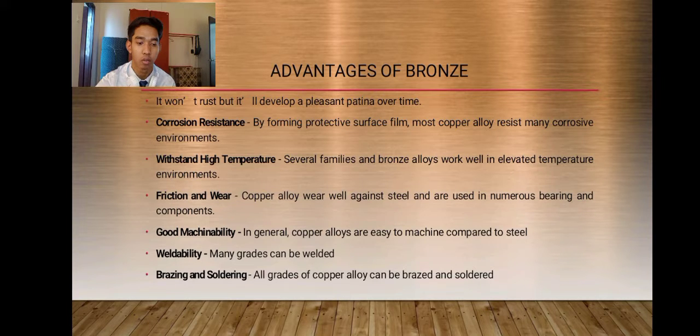Five is good machinability. In general, copper alloys are easy to machine compared to steel. The second last is weldability. Many grades can be welded. The last advantage is brazing and soldering. All grades of copper alloy can be brazed and soldered.